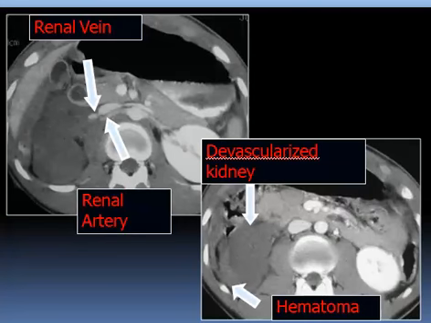Now vascular injury may involve both the renal artery and renal vein, and in this case we can find complete underperfusion of the kidney. The kidney is devascularized, and is surrounded by a large hematoma. So a devascularized kidney is seen in case of vascular pedicle injury, and expect that there will be hematoma surrounding it.